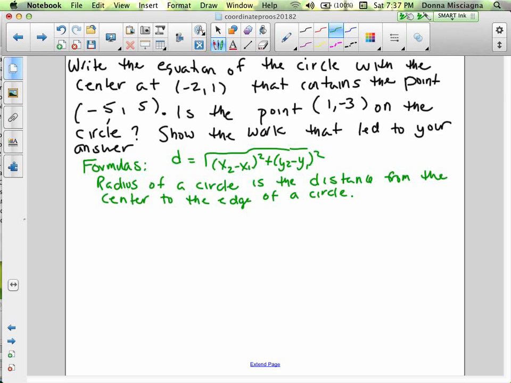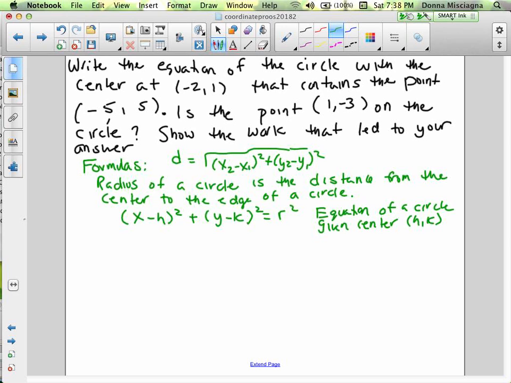We also need the formula for the equation of a circle, which is x minus h squared plus y minus k squared equals r squared. So that's the equation of a circle, given center h, k, and radius r. And really, that's all the equation of a circle is, just the distance formula.